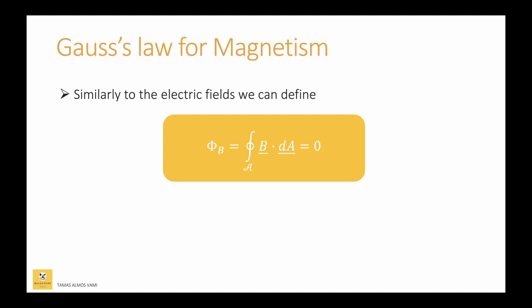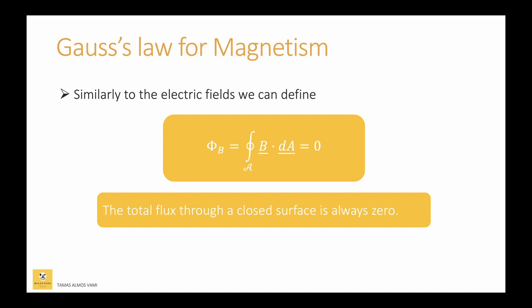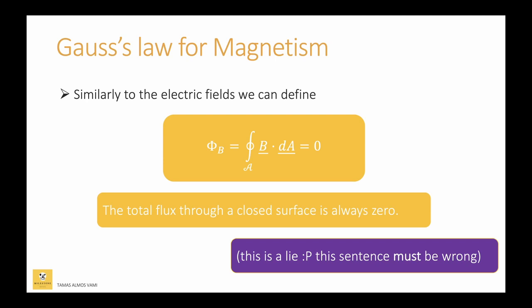And so that's what Maxwell said. This is the second law of Maxwell, the Gauss law for magnetism. In words, the total flux through a closed surface is always zero. And so this is a lie. This must be a lie. This sentence must be wrong.